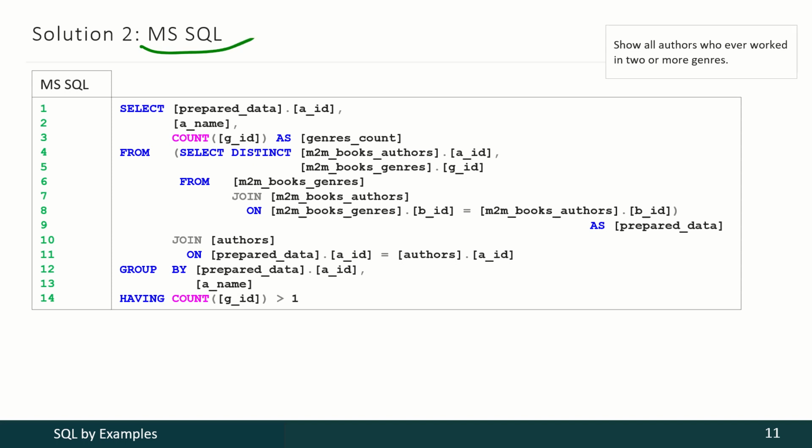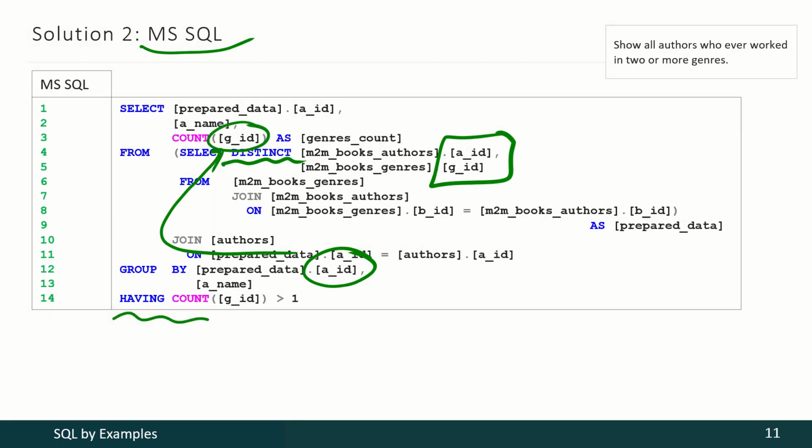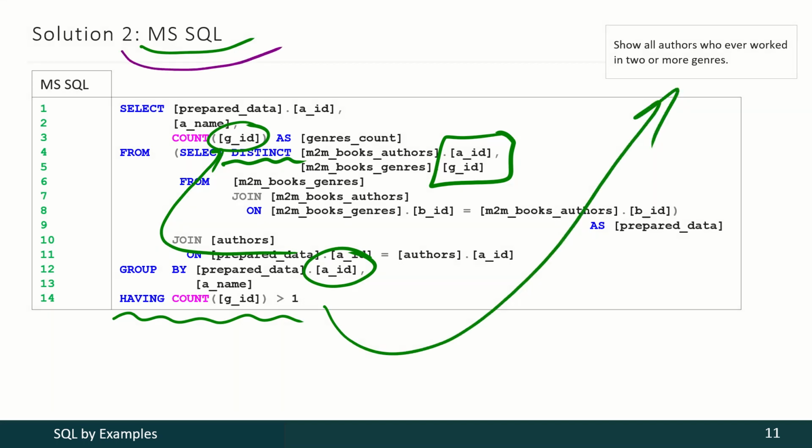For Microsoft SQL Server the approach is the same. We still need those pairs. We need them without duplications, and then for each author ID we have to count the corresponding number of genre ID. And then we have to apply this condition to make our result matching the initial task. Also pay attention that Microsoft SQL Server requires each field presented in select section to be either aggregation function or to be mentioned in group by section. So here it is as long as here it is.